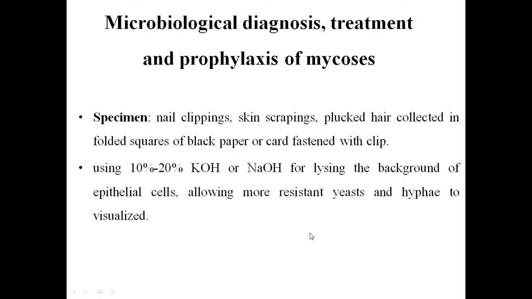Now, about microbiological diagnosis, treatment, and prophylaxis of mycosis. It is very good for students that the methods of diagnosis, treatment, and prophylaxis are the same for all groups of mycosis. Firstly, about specimen. The choice of specimen depends on the site of infection. If it is superficial mycosis like keratomycosis or dermatomycosis, we should collect nail clippings, skin scrapings, plucked hair that are collected in folded squares of black paper or card fastened with a clip. In deep mycosis, we should collect blood, for example, or sputum. In candidiasis, we should collect vaginal discharge or a throat swab.